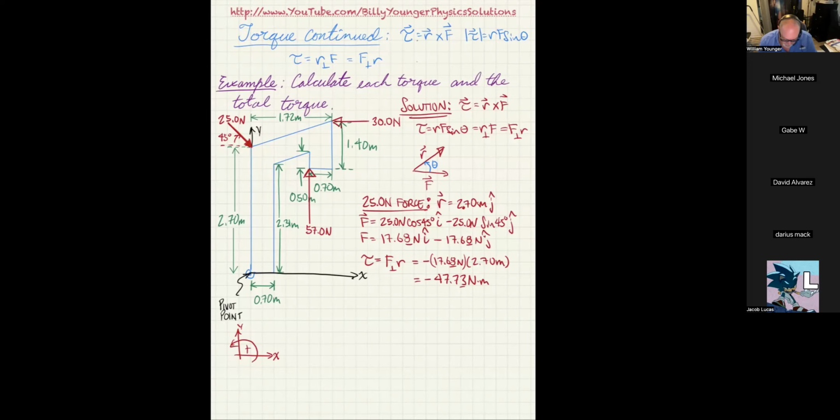So now we've gotten one of the torques calculated. I'm going to show you another way to calculate that torque, actually, I'm going to wait and do all these first, and then I'll come back and recalculate that 25 Newton force with another way of doing a cross product. So now I'm going to move to the 30 Newton force. So 30.0 Newton force.